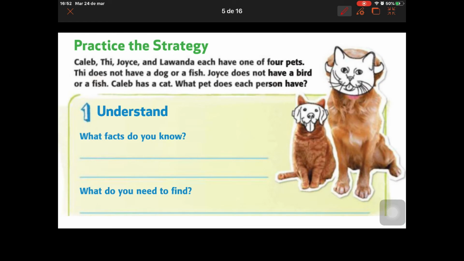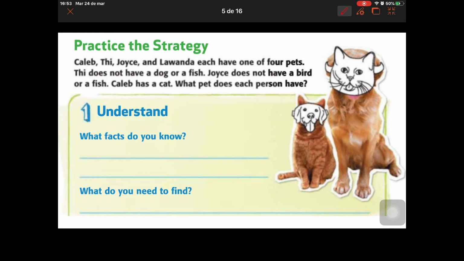Now, for the next page, which is 552, we practice the strategy again. Caleb, Ty, Joyce, and Lavanda each have one of 4 pets. Ty does not have a dog or a fish. Joyce does not have a bird or a fish. Caleb has a cat. What pet does each person have? Let's see.